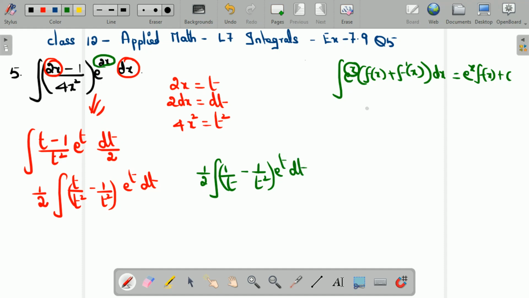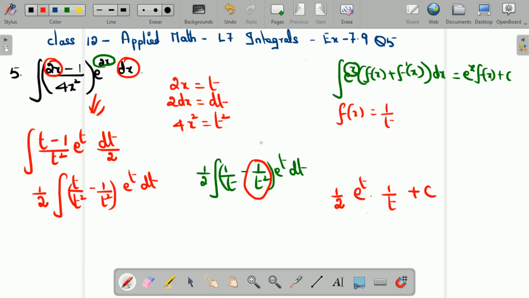dt. So if you compare with this formula, this tells you that f of x is actually equal to 1 by t. So all the variables are in t, so this should not be a problem. So we see f dash of x is going to be minus 1 by t squared, that is also there. We can directly integrate and write this as half of e power t into what is f of x, which is in this case 1 by t plus c.